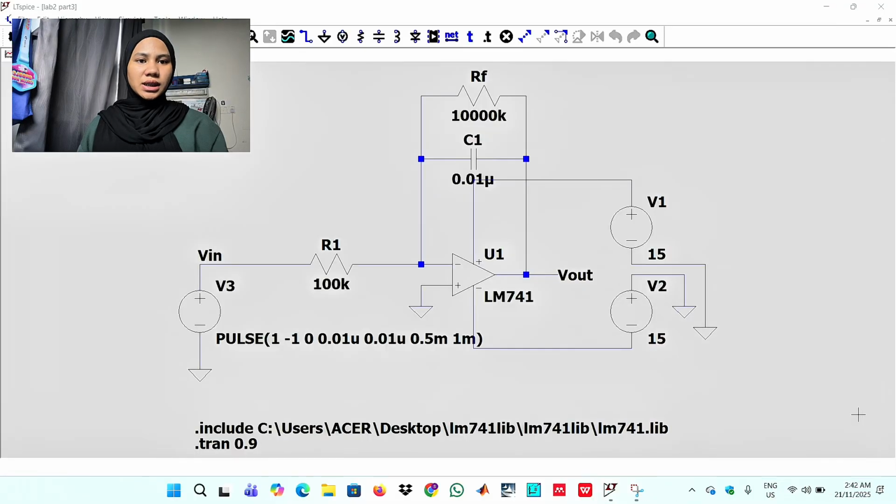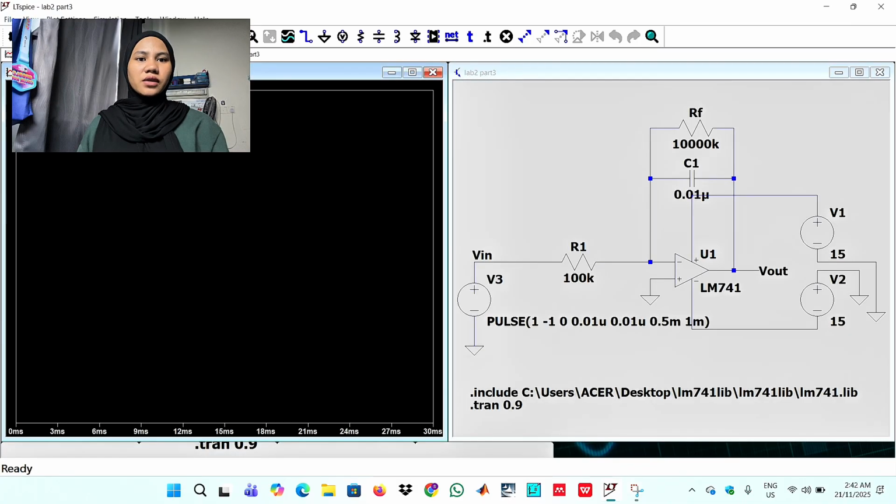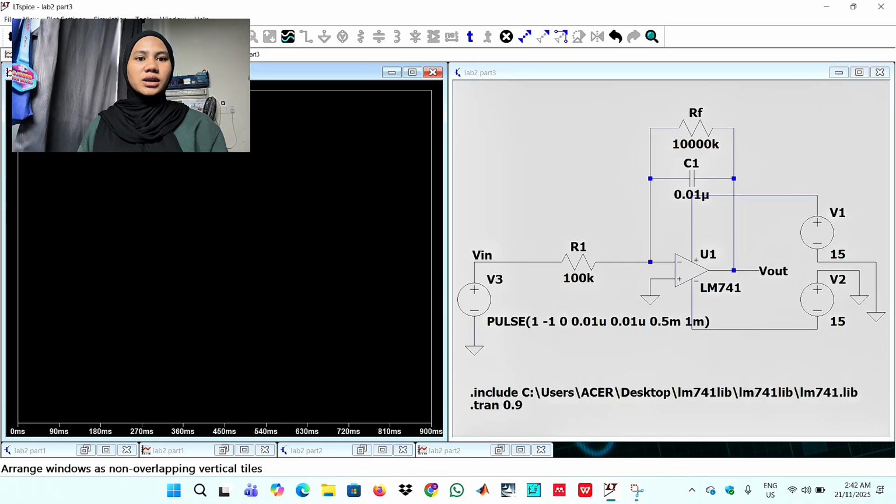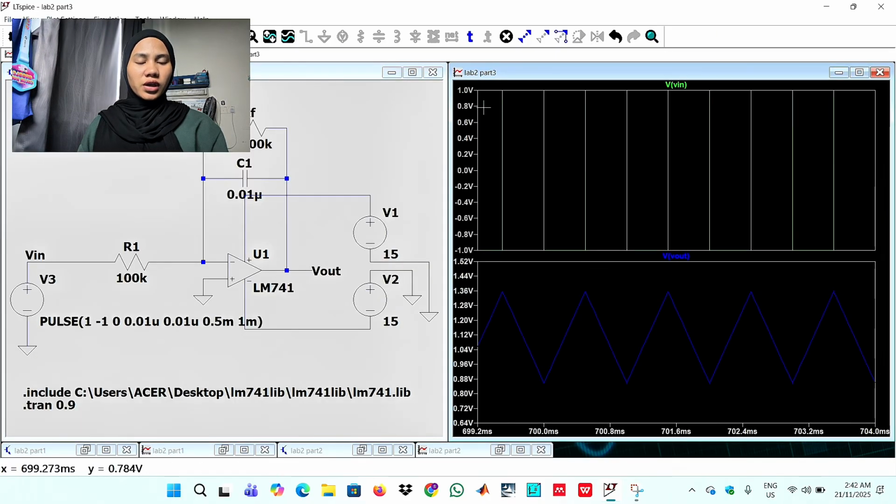In the simulation, the output voltage is 0.845 volts. The waveform for the integrator amplifier converts a square wave to a triangle wave because integration transforms a constant input into a linear output slope.